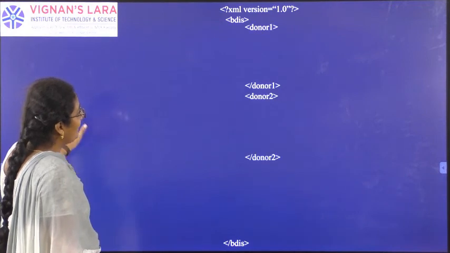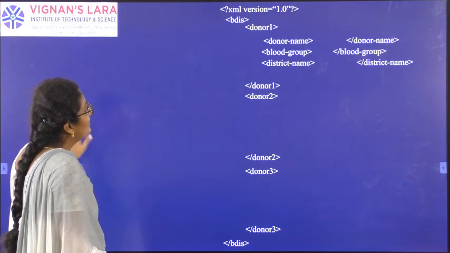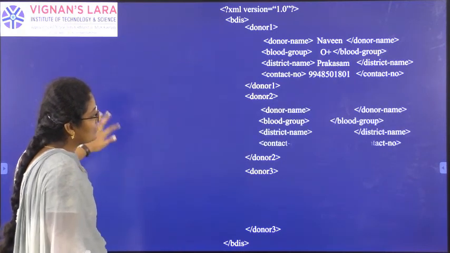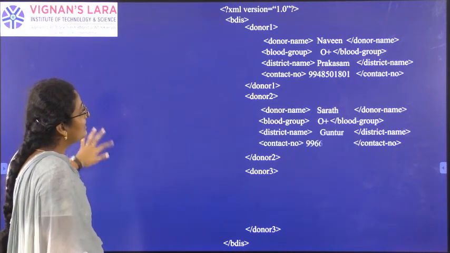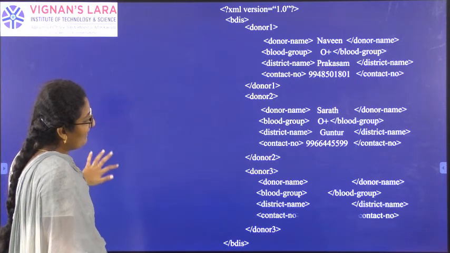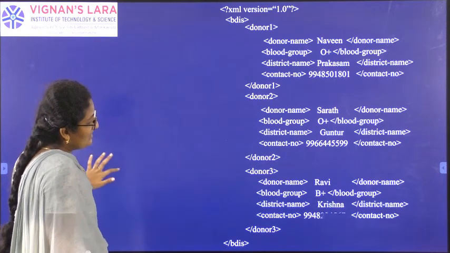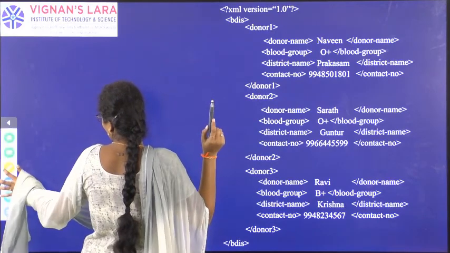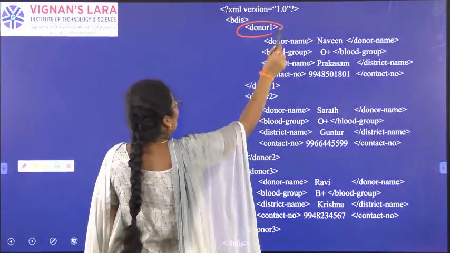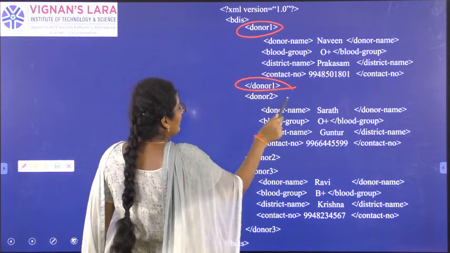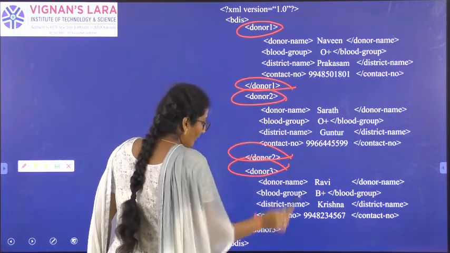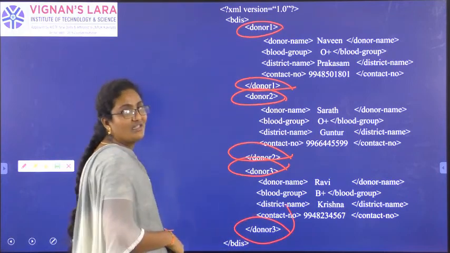XML version 1, BDIS open, BDIS close. Same program, this is the same program as logic 2 and logic 1, but what made the difference is specifying the donor numbers. See here, donor 1 open, donor 1 close. Tag of donor 2 open, tag of donor 2 close. Tag of donor 3 open, tag of donor 3 close.